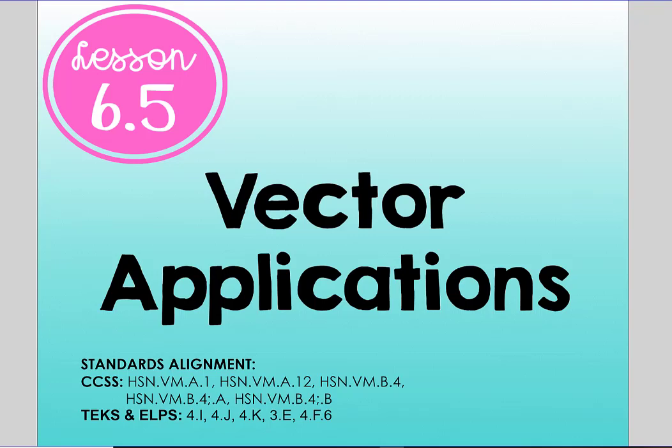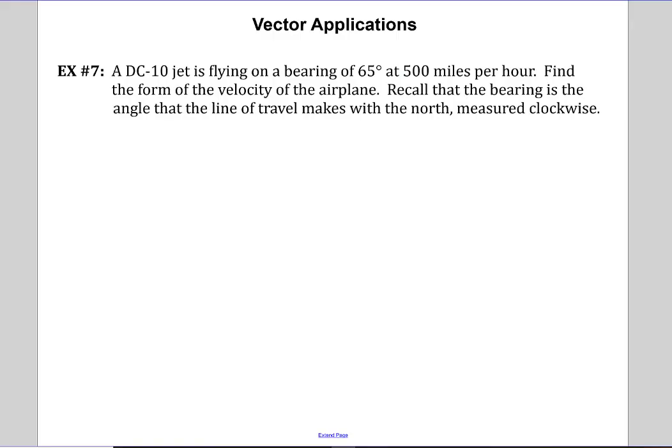Okay, today we're in the second day of Lesson 6.5, and we're going to talk about application problems with vectors. In example 7, a DC-10 jet is flying on a bearing of 65 degrees. So it's important to know what a bearing is, and you might want to take note that a bearing is measured clockwise from the north.